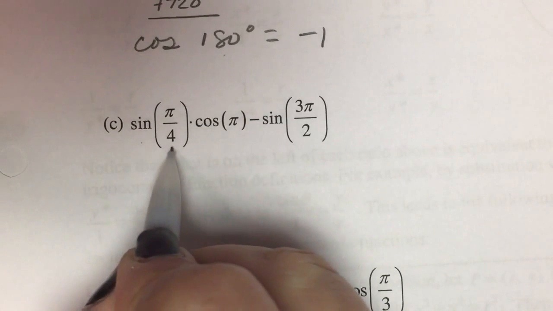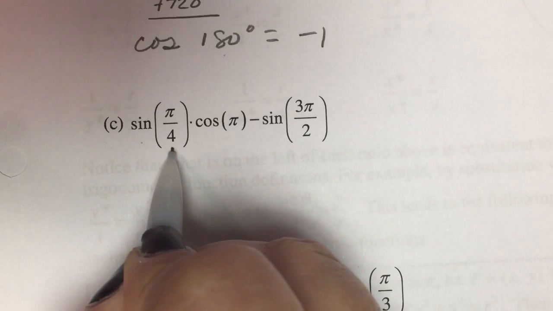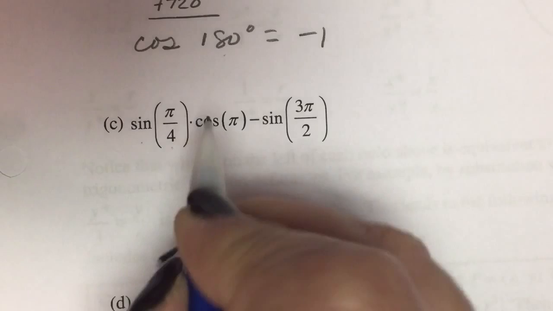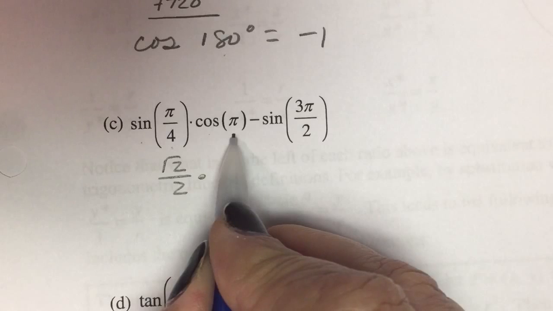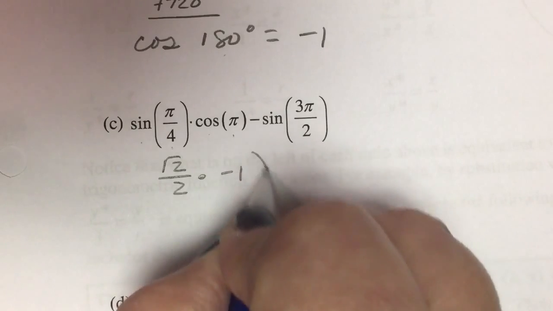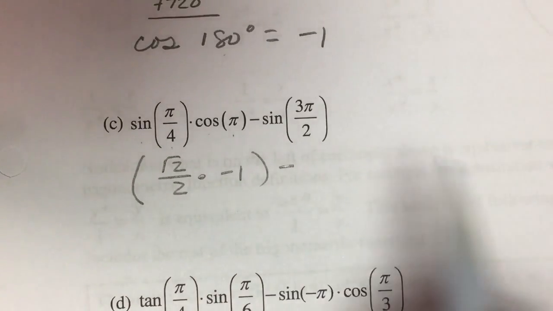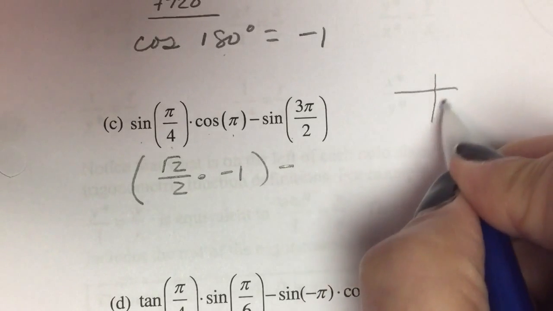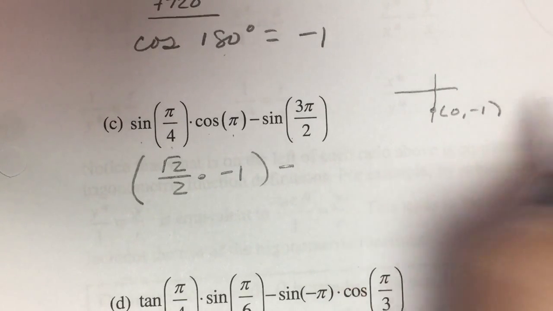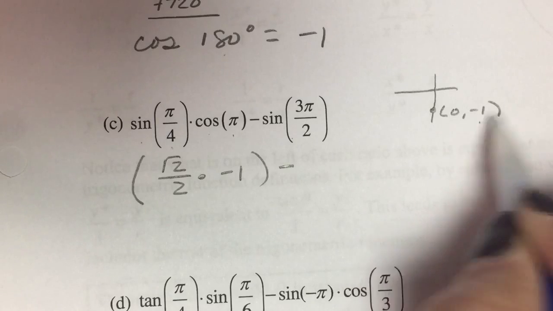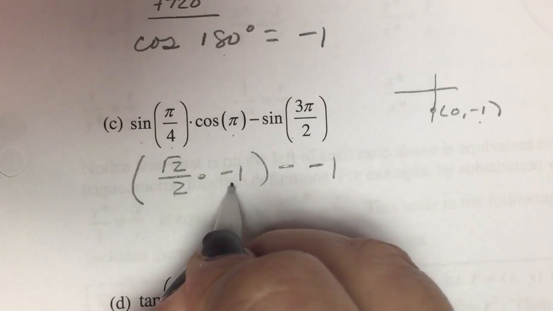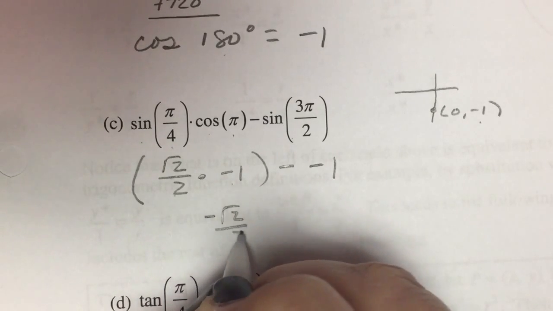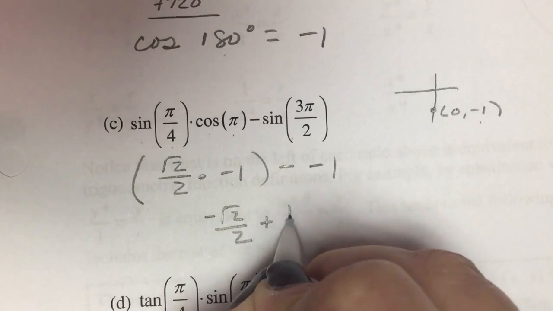All right, so how about the sine of pi fourths? Well, we have it on the chart. You know that pi fourths is √2 over 2 times the cosine of pi. Well, we just figured out the cosine of pi because that's the same thing as 180, so that's -1. And then it says we're going to subtract from that the sine of 3 pi halves. Remember, 3 pi halves is right here. The sine is the y, so that means minus -1. So if I multiply this by -1, I get -√2 over 2, and minus a negative is +1.